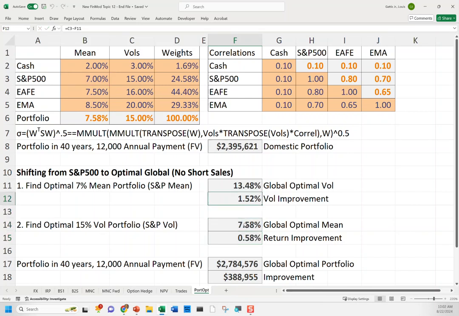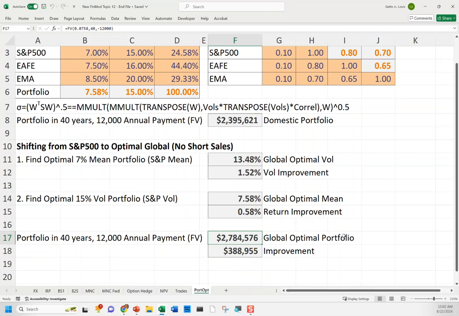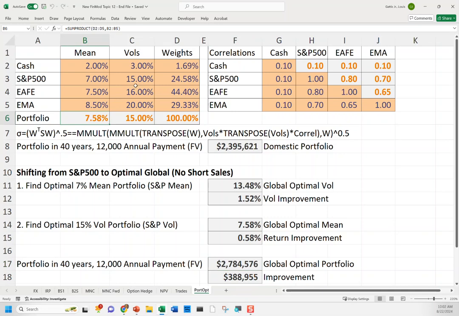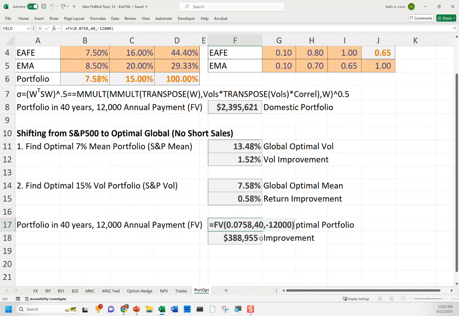And again, it was a 1.52% improvement in vol. The last thing we can do is say, what if we choose that globally optimal portfolio that has the 7.58% mean and the same vol as US stocks? That extra 58 basis points of mean means that at retirement, you'd expect to have almost 2.8 million versus 2.4 million, an extra $388,000 improvement. That's a significant amount of money for the same amount of risk.